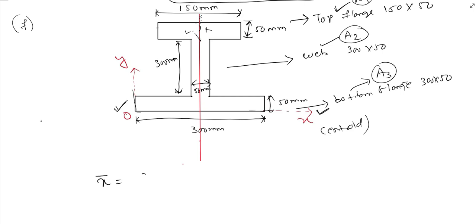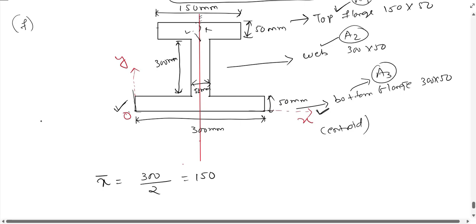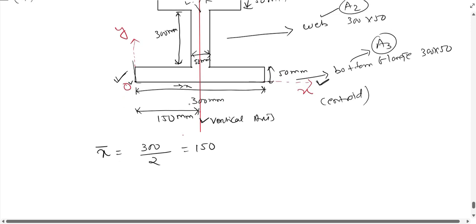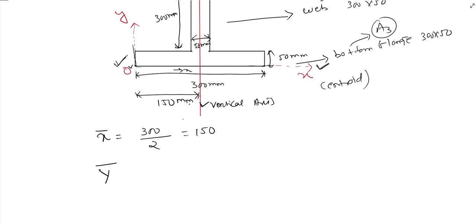Directly calculate x bar. X bar is nothing but 300 by 2, exactly the midpoint, that is 150. That means x bar is lying at a distance of 150 millimeter from the origin along x-axis. ये जो सिमेट्रिकल एक्सिस जो है, ये जो वर्टिकल एक्सिस है, ये वर्टिकल एक्सिस x axis में 150 मिलीमीटर में इंटरसेक्ट कर रहा है. This vertical axis is intersecting x-axis at a distance of 150 millimeter from the origin. So only we need to calculate y bar because this figure is not symmetry about horizontal axis.